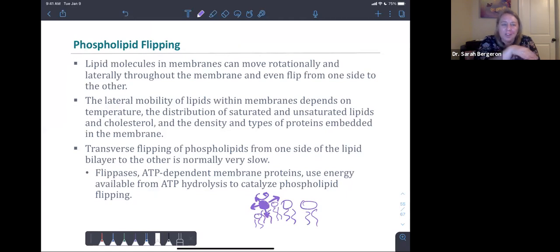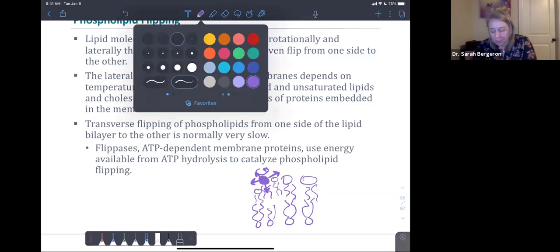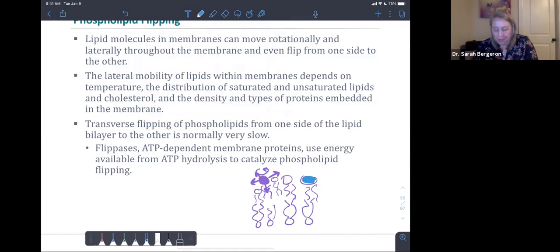All of this lateral movement is really dependent upon all the different components of the lipid membrane. Do you have a whole lot of proteins there? How much cholesterol do you have? What's the temperature? All that kind of stuff. But at the same time, it's a bilayer, so you have another layer of phospholipids hanging out below. What this lipid can do is actually flip-flop and change its orientation. So instead of being on the outside, now it's on the inside.